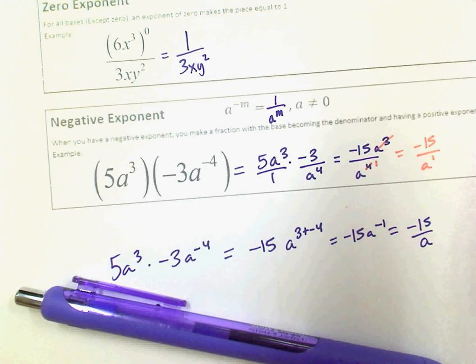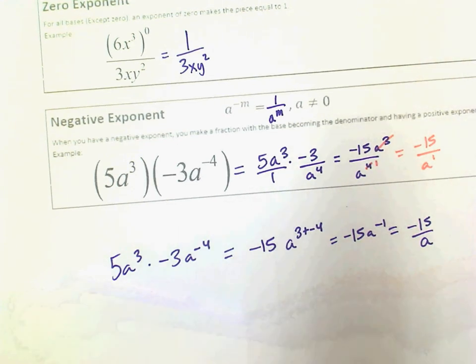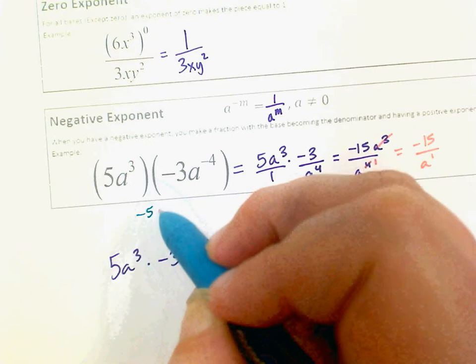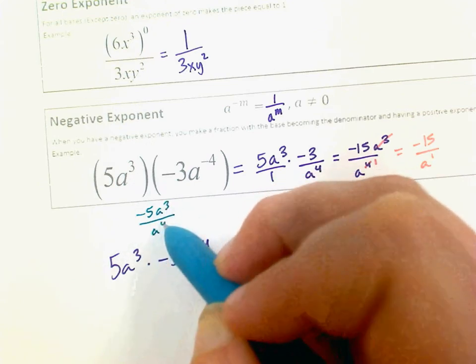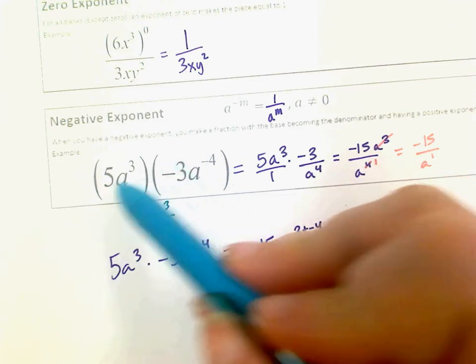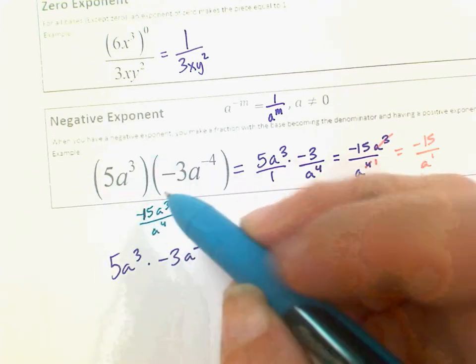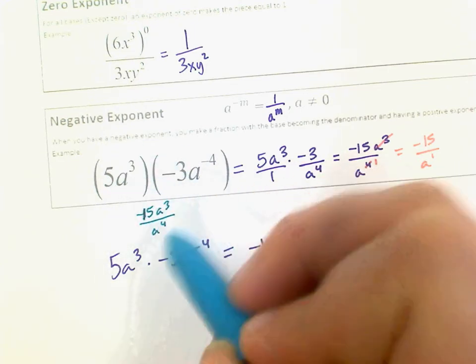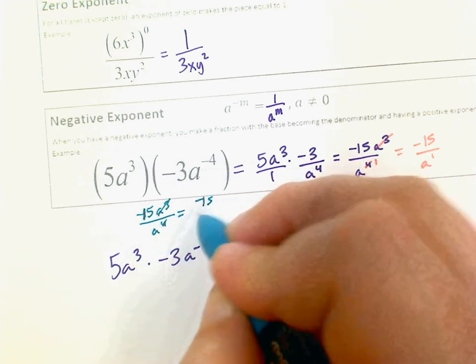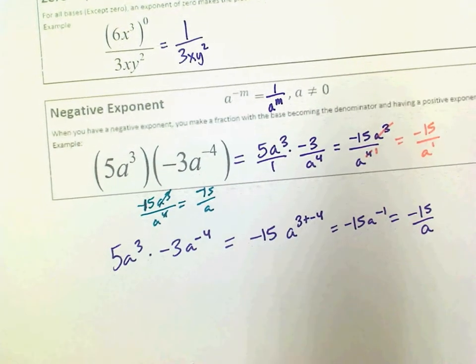The other option is, and the more we do these, the more steps we're going to be able to skip, you could just go ahead and say, okay, I know it's negative 15a cubed over a to the 4th. All of this is being multiplied, so it's basically one expression. 5 times negative 3, negative 15. And then a cubed stays on top, a to the 4th belongs on bottom, and then simplify. So negative 15 over a. Okay, so what we're going to do now is some practice.